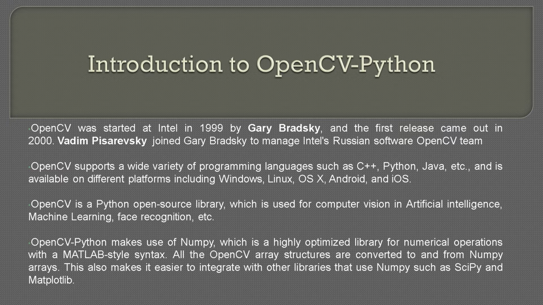OpenCV supports a wide variety of programming languages like C++, Python, and Java, and is available on different platforms because it's open source. That's why it supports a lot of languages and platforms like Windows, Linux, OS X, Android, and iOS. It's an open source library used for computer vision in artificial intelligence, machine learning, face recognition, etc.